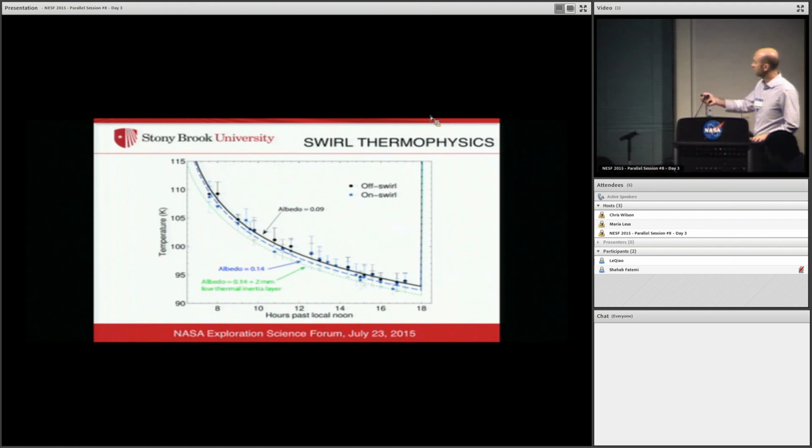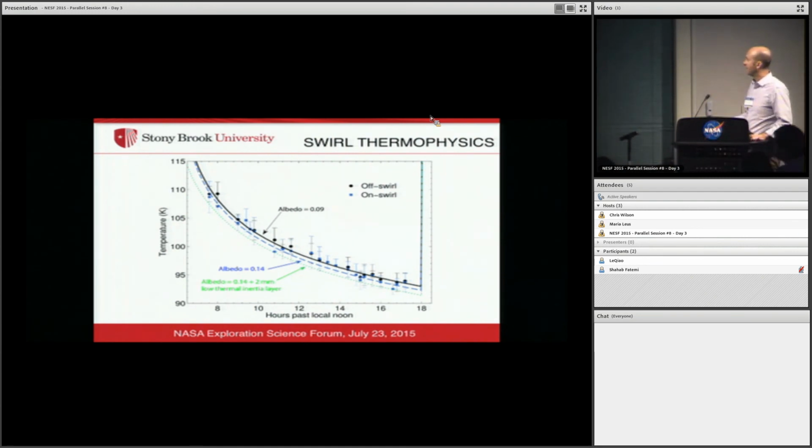In this case, we're looking off swirl and on swirl. The only difference is an albedo value of 0.09 off the swirl, and 0.14 on the swirl. And here the data points with error bars are the actual Diviner data. What this says is you can account for the slight difference in temperature between the Reiner Gamma swirl and the surrounding off-swirl terrain only by changing the albedo, due to the albedo difference between the swirl and the non-swirl region.